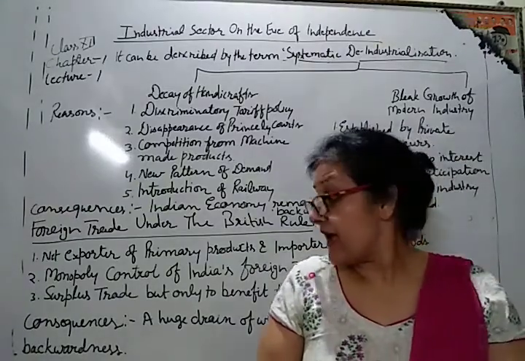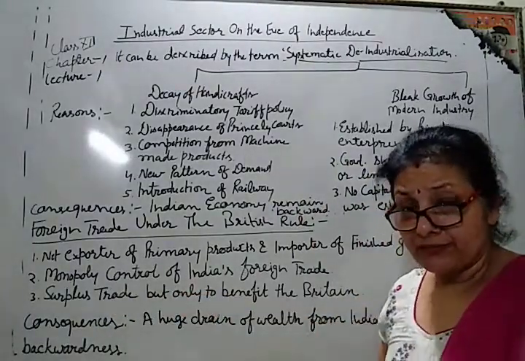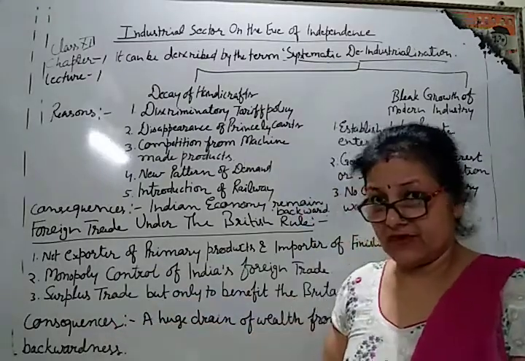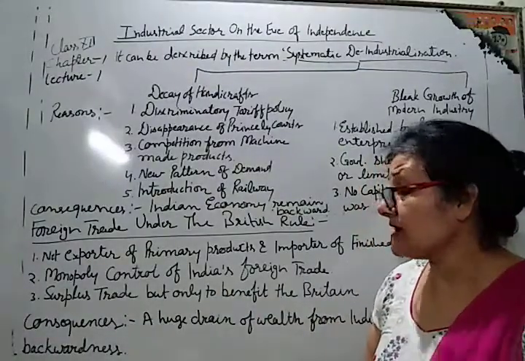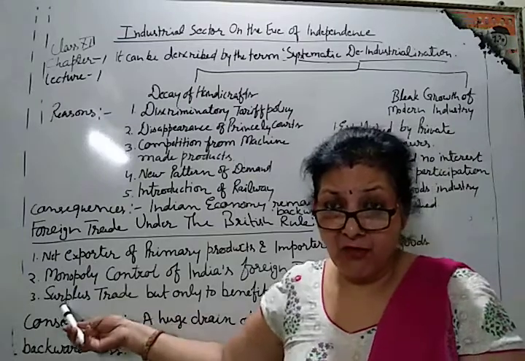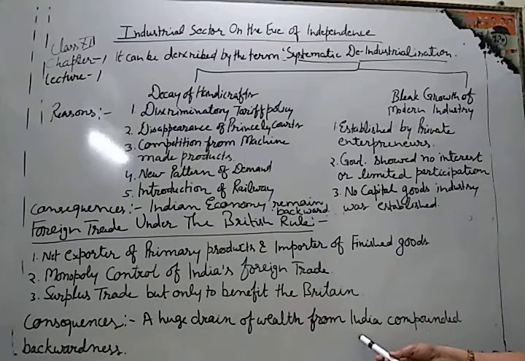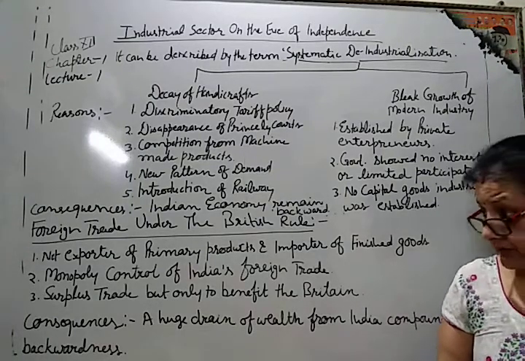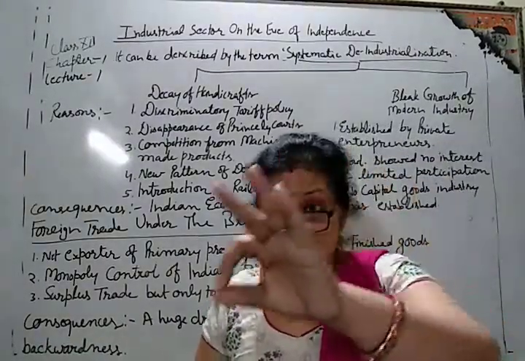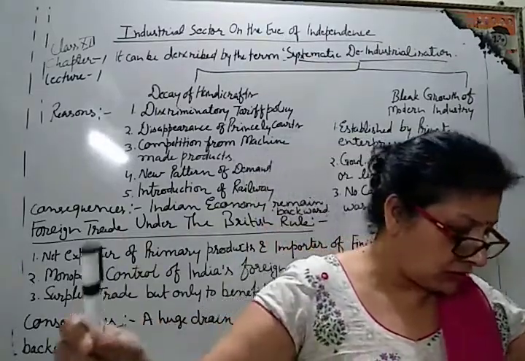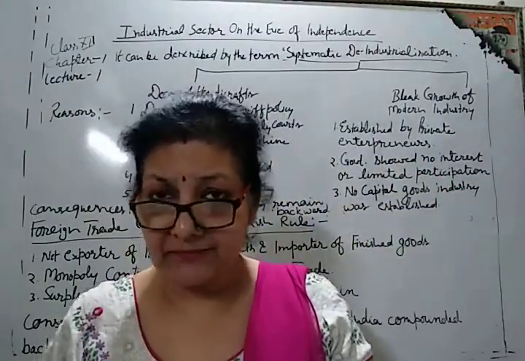Clear, beta? And what was the consequence of all this? Although there was surplus trade, to meet the administrative expenses and the war expenses, there was a huge drain of wealth from India. This surplus trade went to Britain, and it compounded the backwardness of the Indian economy only. I hope that you understand the topic clearly.